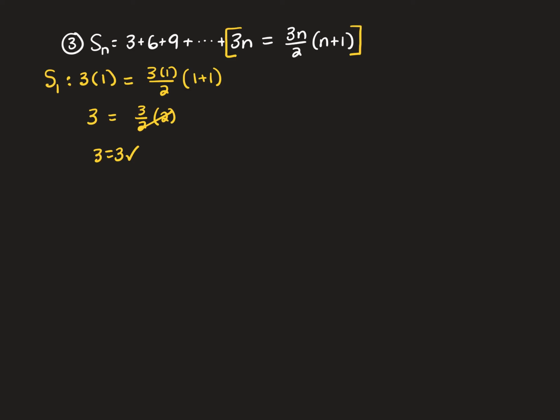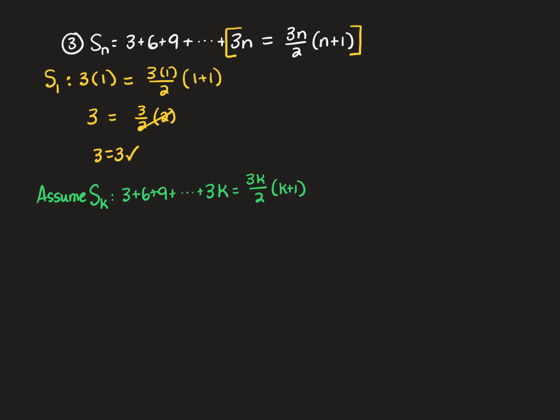Now I have to assume, that's my next step, so I assume that it will work for the S sub k case. So I assume S sub k, and that means I have to write that. So S sub k is going to be 3 plus 6 plus 9 plus ... all the way up to, instead of n, I'm going to write 3k. And that should be, instead of n, 3k over 2 times k plus 1.